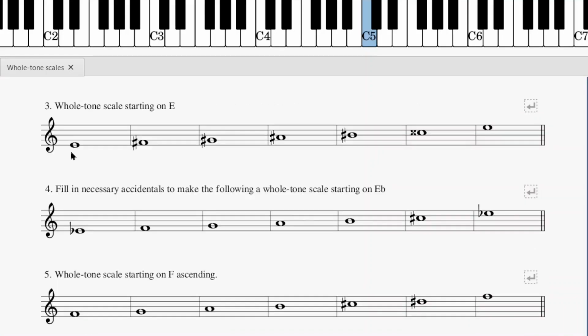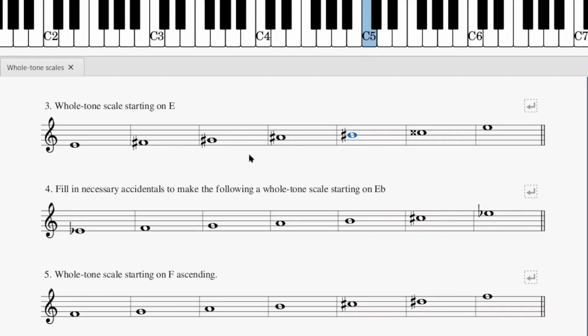The next one is whole tone scale starting on E. We can check the interval between 2 notes. E to F sharp to G sharp to A sharp to B sharp. When we have the B sharp on the piano, it is the same as a C. So the next note will be a D.